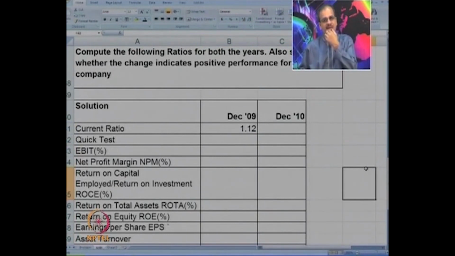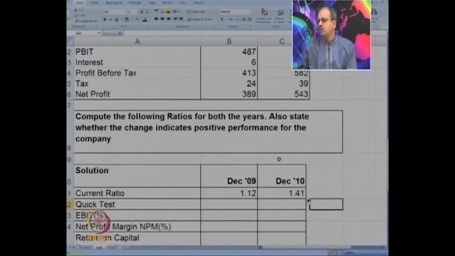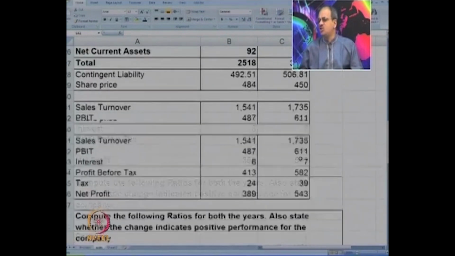So, 1.12. So, what does it mean? Is it a good ratio or bad ratio? It is a reasonably good ratio, because at least it is above 1, but it is not matching the standard of 2:1. Of course, for a software company 2:1 is not true, because they do not have any inventories. So, 1.12 could be good enough for them. We can just take it to the next column to get the ratio for the next year, which is 1.41. So, you can see there is an improvement in the current ratio.